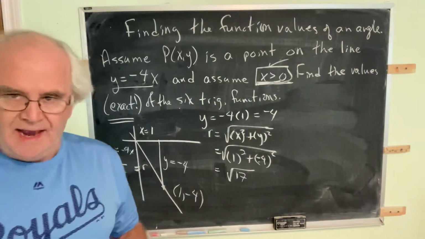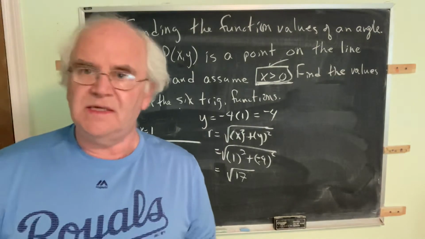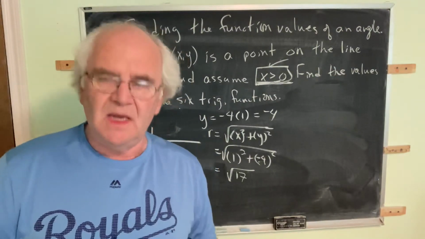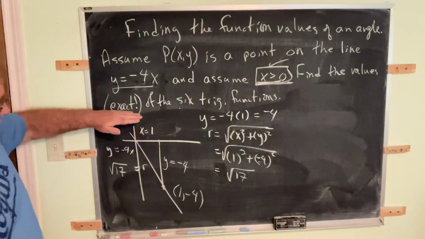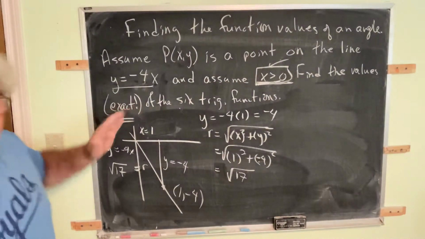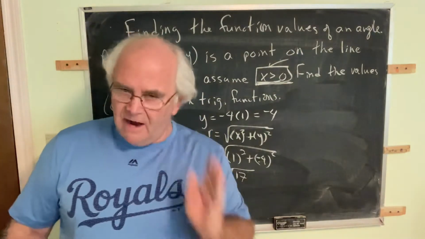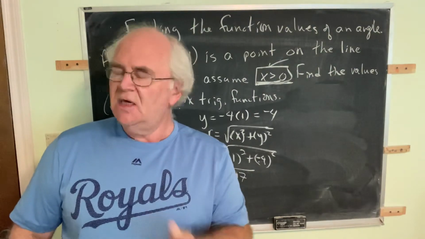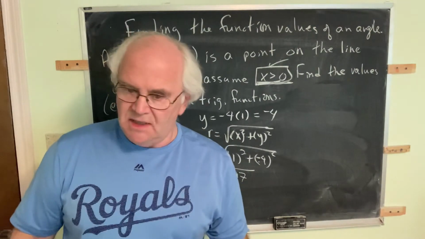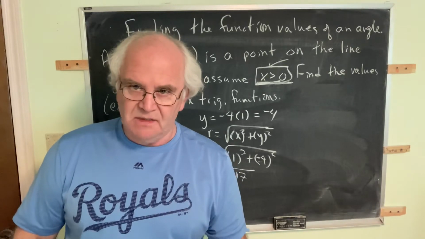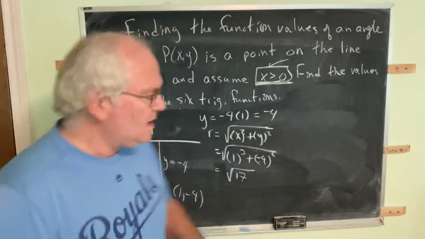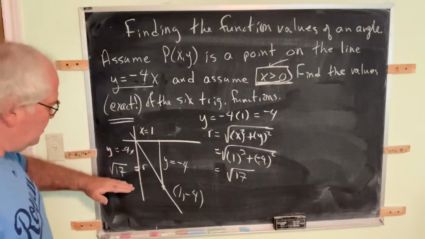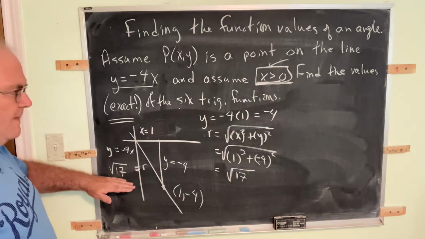Don't get the calculator. Don't write this as 4 point something, something, something. Leave it because you've been asked to give exact values. I'm telling you now, every time if you are asked to give exact values, you do not use a calculator to hit the square root button and get a decimal approximation. Do not do that. Use the exact value. Use the radical 17 symbol.